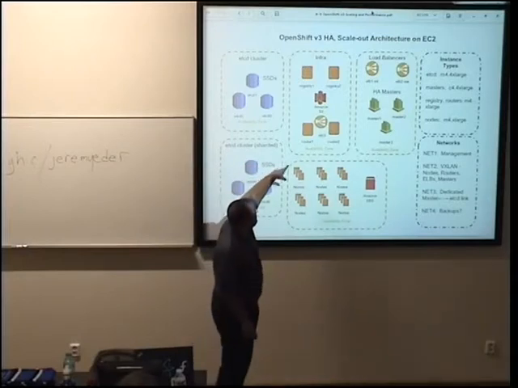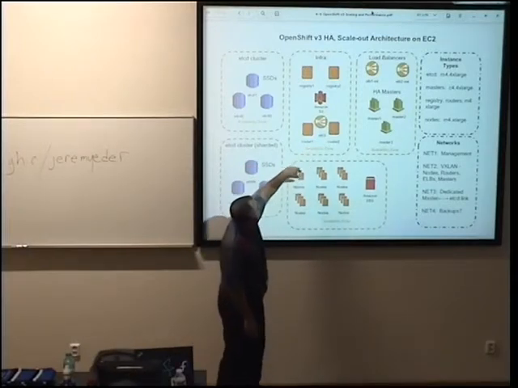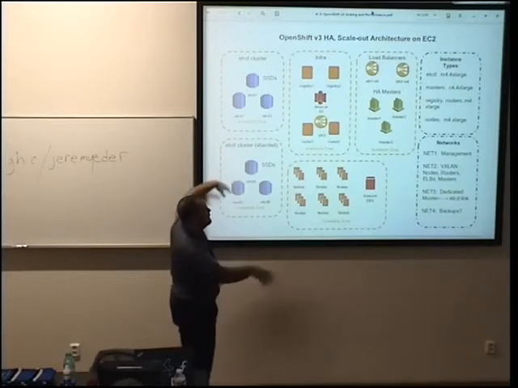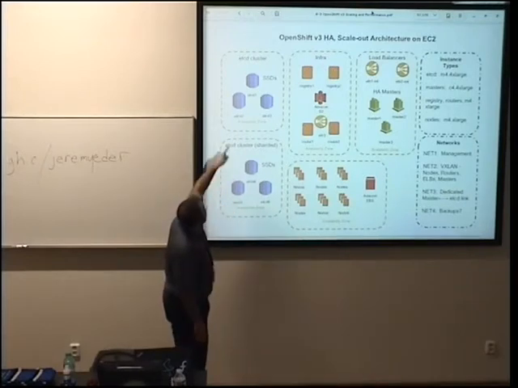Registries talk to S3. We've got routers with load balancers in front of them. These are software load balancers. This is all on public cloud. And then we've got two etcd clusters.